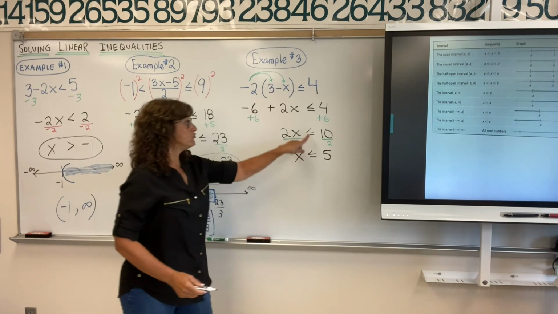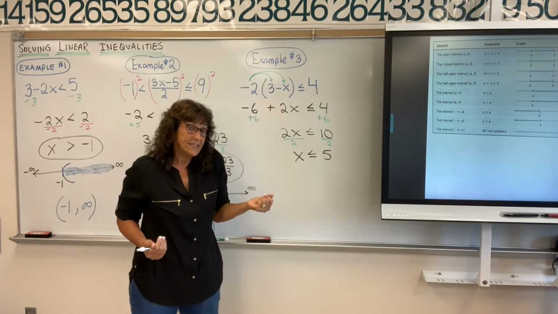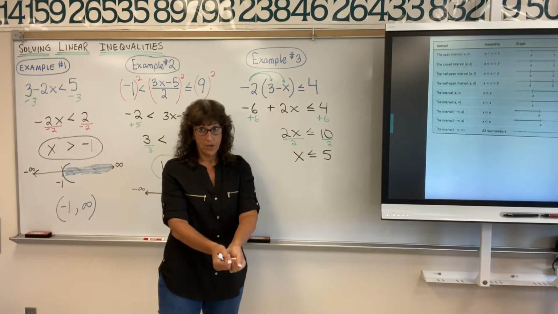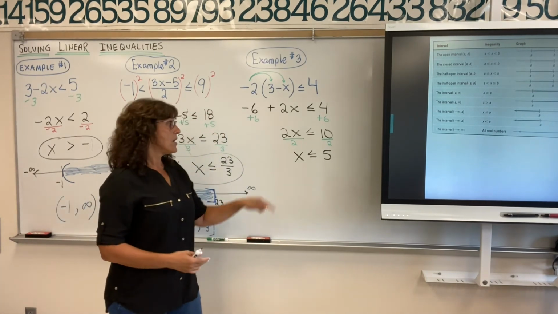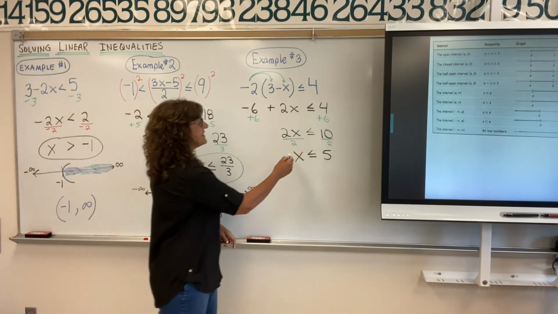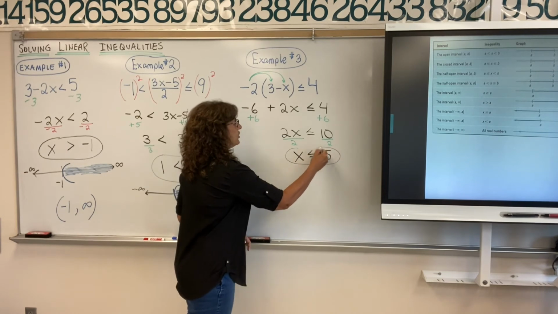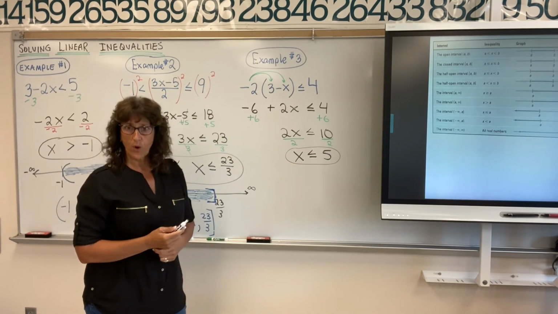Now, don't change the inequality here because, again, we're not dividing by a negative. We're dividing by a positive number, so we're okay. It's when you divide by a negative that the order changes, right? But dividing by a positive number, we're okay. So x is less than or equal to 5, and there's your inequality answer.